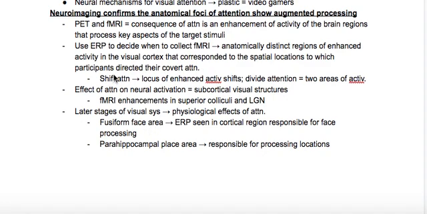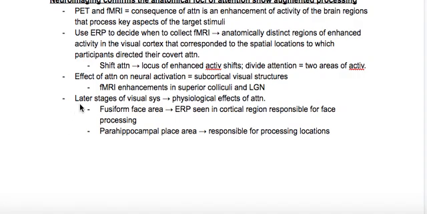When attention shifts, the locus of enhanced activity shifts as well. Also, when we divide our attention, there are usually two areas of activity. The effect of attention on neural activation is evident also in subcortical visual structures. fMRI enhancements are shown in the superior colliculi and the lateral geniculate nucleus. Later stages of the visual system show physiological effects of attention.